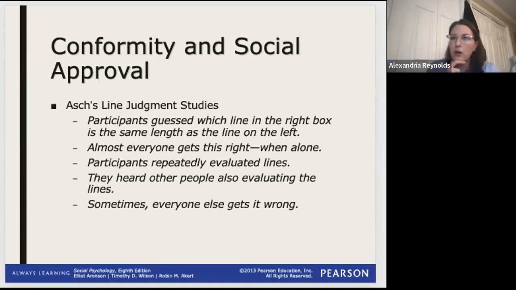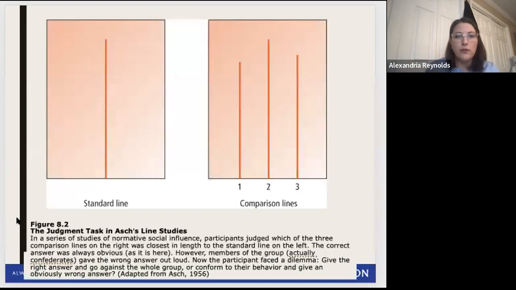So, if you have a panel of like 4 or 5 people, the experiment is that you are given a line. Okay, so you're given this reference line. So this line right here, you're told this is the line that I want you to measure everything against.